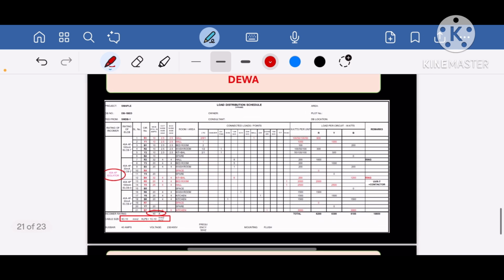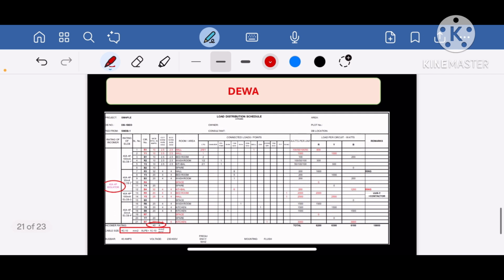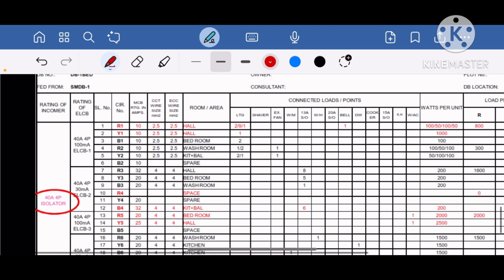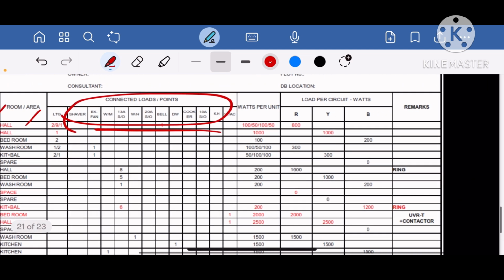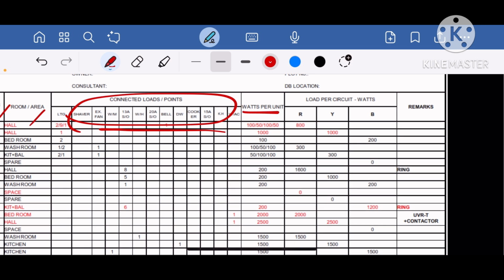Now let us move to the other point as per DEWA and ADDC regulation. Here I will show you one very important point. This is the load schedule for DEWA regulation, one sample of a load schedule as per DEWA regulation. Here you see there is a rating of ELCB, incomer, circuit number, circuit name, the circuit rating, wire sizes, ECC sizes, room detail, load detail, wattage for the loads, then the load per phase.